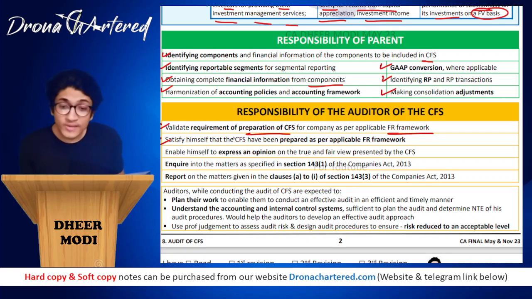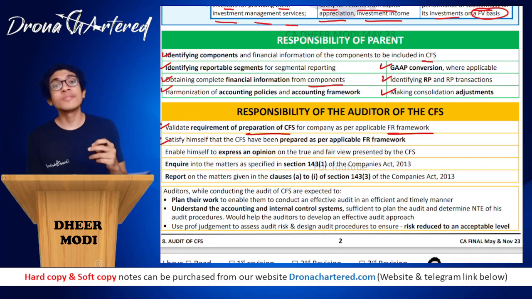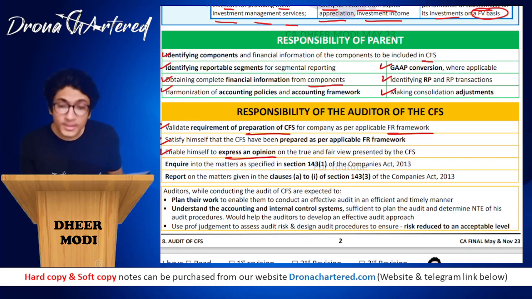Next, satisfy himself that CFS has been prepared as per the applicable financial reporting framework. He has to check whether the consolidated financial statements have been made as per the financial reporting framework applicable to them or not. Enable himself to express an opinion. This is your auditor's ultimate objective, that is to express an opinion on the true and fair view presented by the consolidated financial statements.